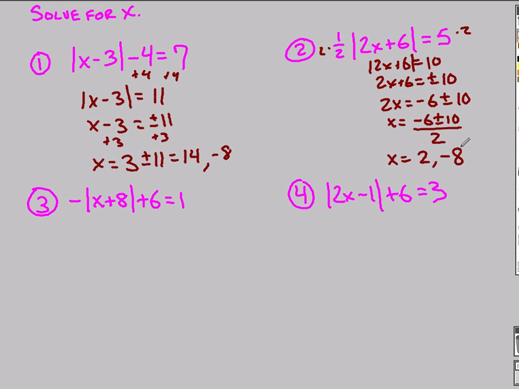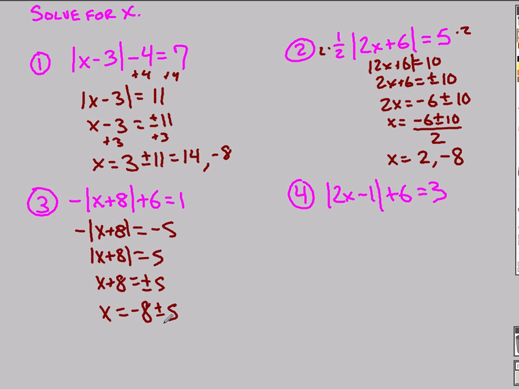Number 3, first if I subtract the 6 over, I will end up with negative 5 on the right-hand side now. I have a negative out front, so I'm going to divide both sides by negative 1, which gives me x plus 8 in absolute value, which is equal to now positive 5. Get rid of the absolute value by making it plus or minus 5. Then subtract 8 from both sides. So negative 8 plus or minus 5. So that means my answer here, if I do the addition, it'll be negative 3. If I do subtraction, it'll be negative 13.